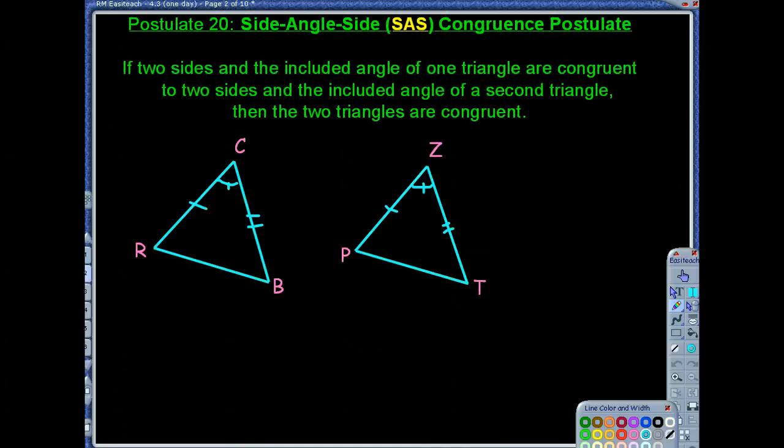All right. The second one, and hopefully you looked at the name already, SAS stands for side-angle-side congruence postulate. And when you use it as a reason, all you need is the acronym. Now this one, there's some things you have to be a little bit careful with. Obviously there's a side, an angle, and a side. It says if 2 sides and the included angle of one triangle are congruent to 2 sides and the included angle of the second triangle, then the 2 triangles again are congruent.